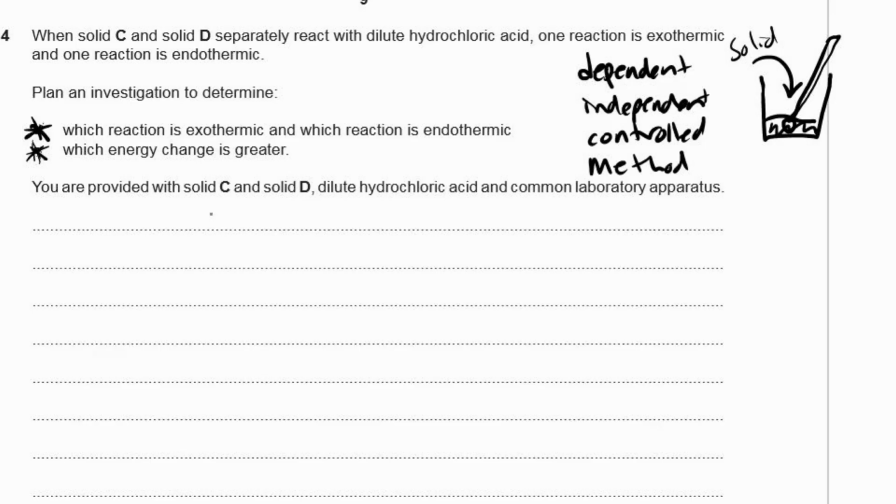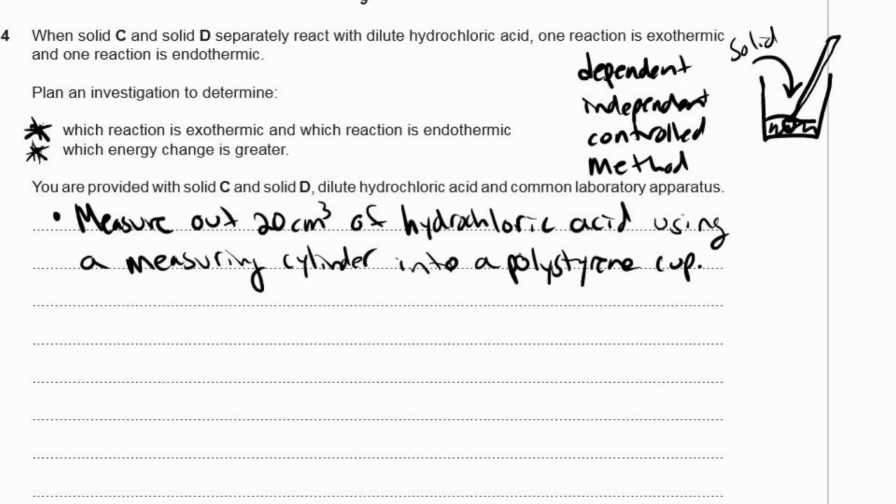Okay. So first of all, you need to measure out, let's say 20 centimeters cubed of hydrochloric acid using a measuring cylinder into a polystyrene cup. Why 20 centimeters cubed? Because you have to choose a number. You could have said 100 centimeters cubed, 25 centimeters cubed, 50 centimeters cubed. It doesn't matter. Just choose a number. So measure out 20 centimeters cubed of hydrochloric acid using a measuring cylinder into a polystyrene cup.